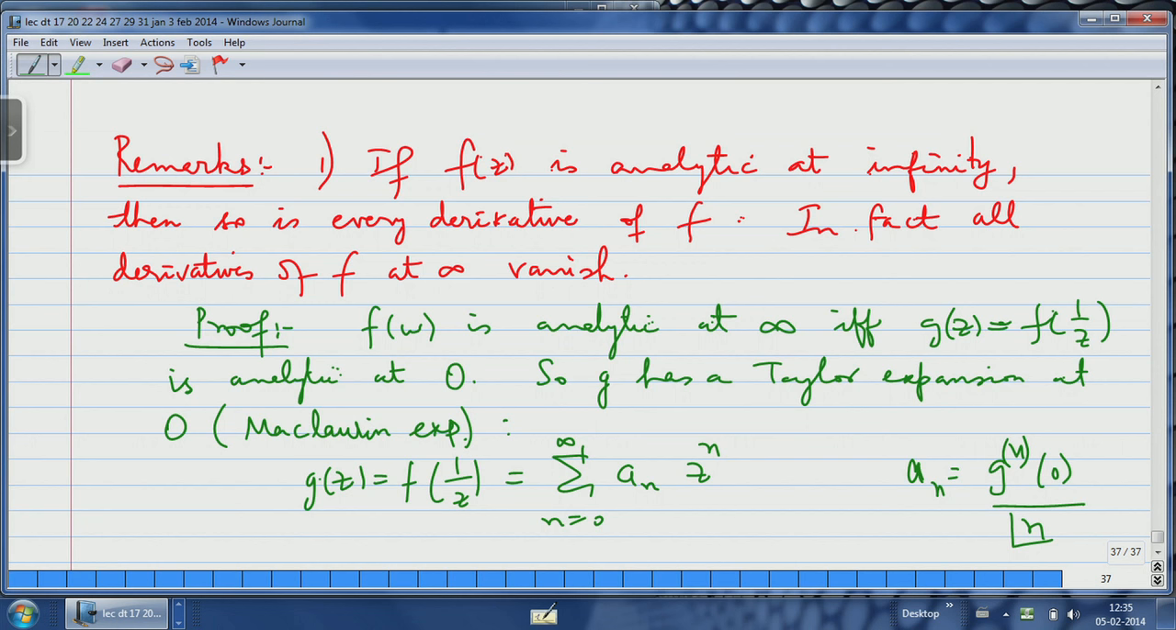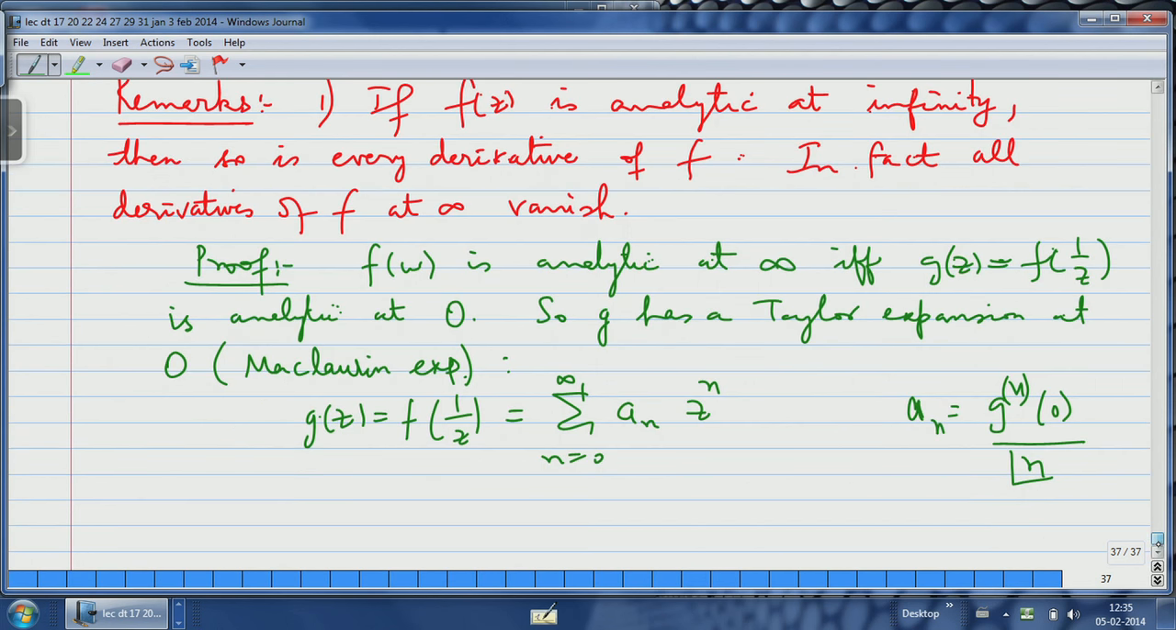Now, the point is, where is this valid? This is valid in mod z less than r, where r is the radius of convergence of this power series in z. Whenever a power series converges, it converges in a disk with center at the center of the power series, and the radius is called the radius of convergence. This radius of convergence is actually the distance from the center of the series to the nearest singularity of the function. That is what the radius of convergence is.